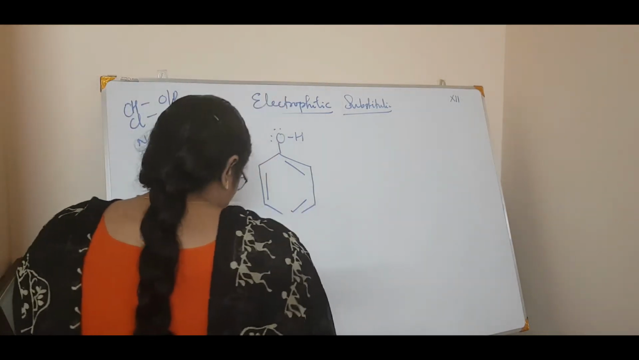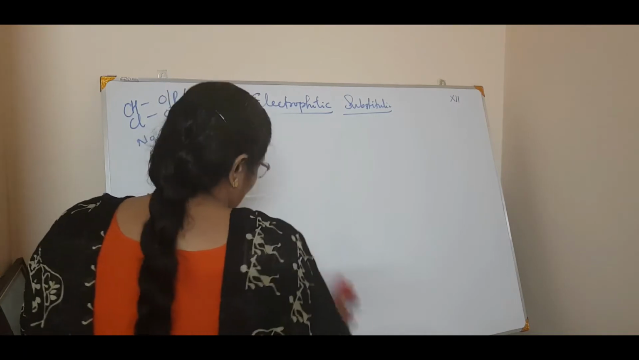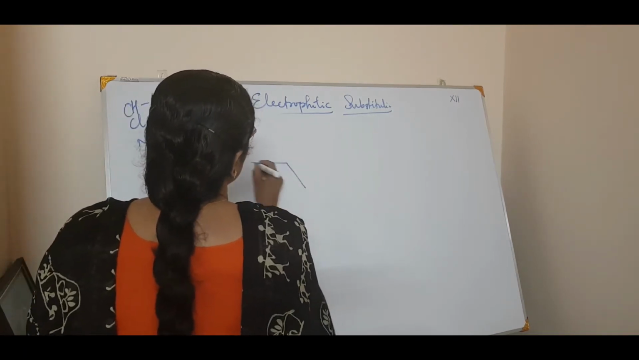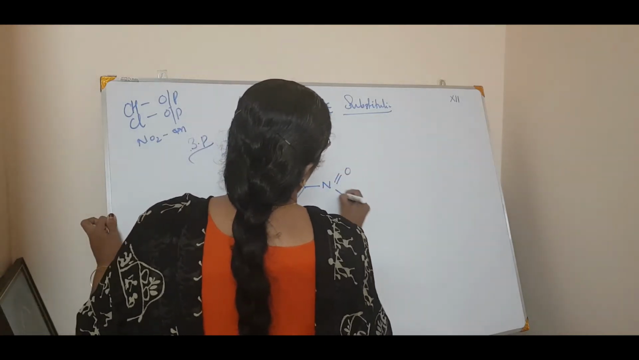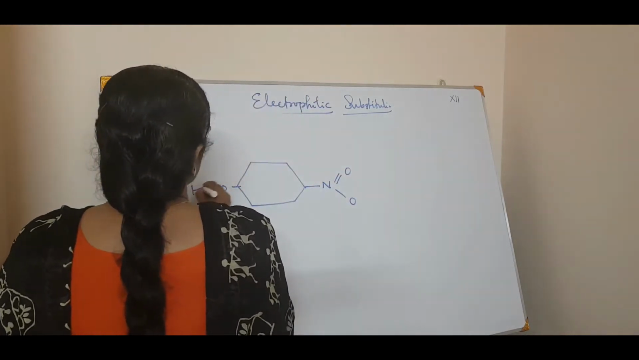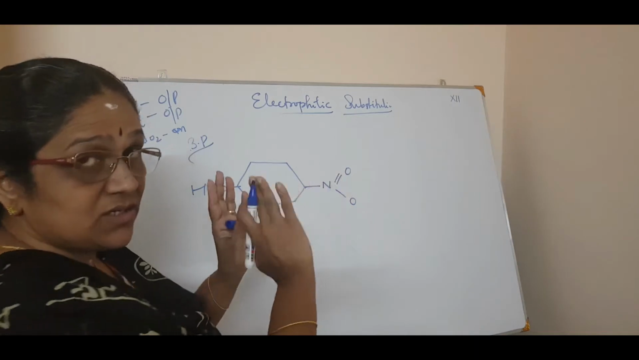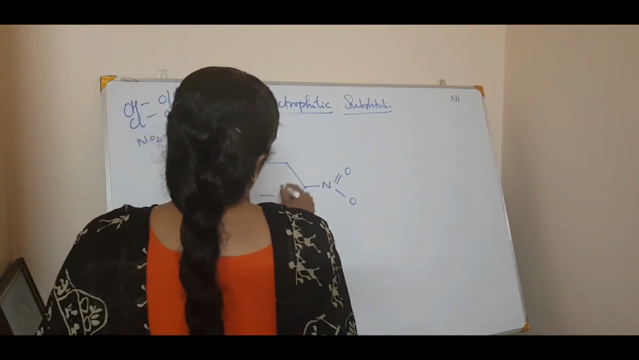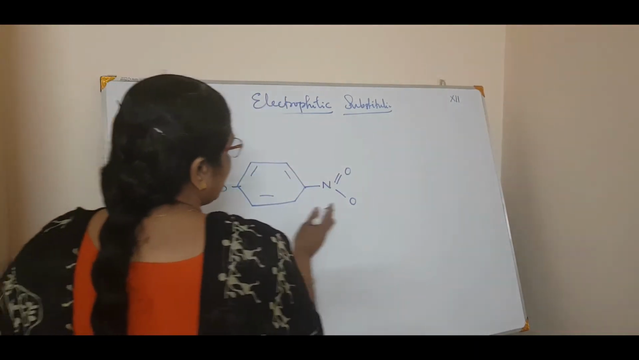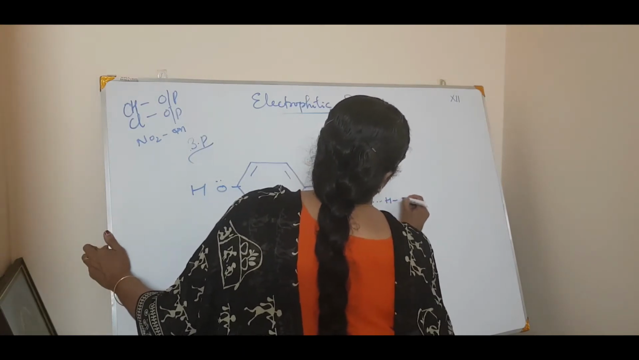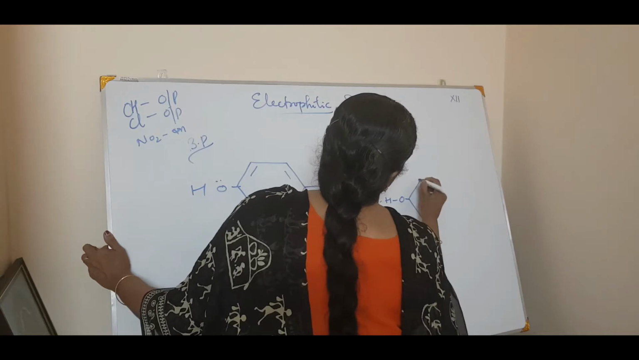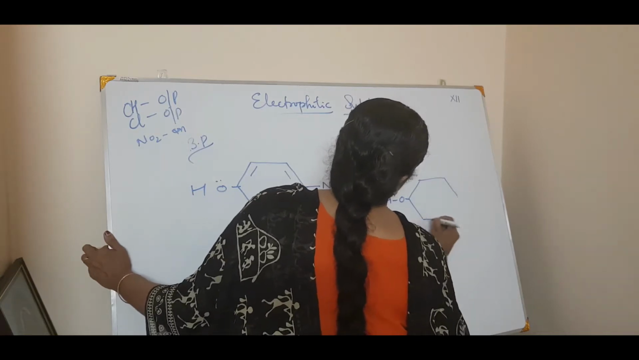See, this is the para isomer. I will draw like this for easy understanding. Para isomer means NO2 and this is OH, isn't it? I just draw like this. That's all. Okay. Now what happens in this? There is also hydrogen bonding happening, but it is intermolecular hydrogen bonding.